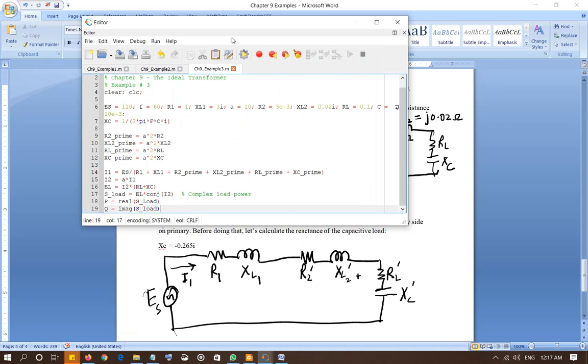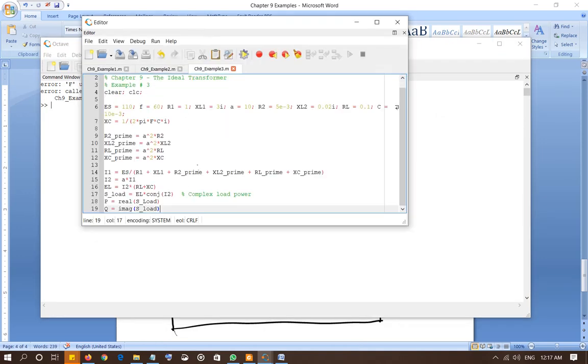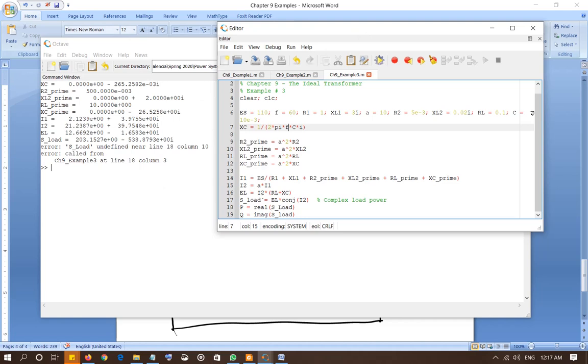Save, run. Let's see if there's an error or not. Yep, there's an error. Again I put in uppercase F and it must be the lowercase f that I defined. Let's put lowercase f. Run it again. Or no, there's something that is not good. S load, lowercase load. Okay, S load. Run it again. Everything is good now.